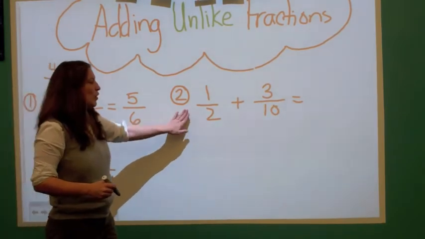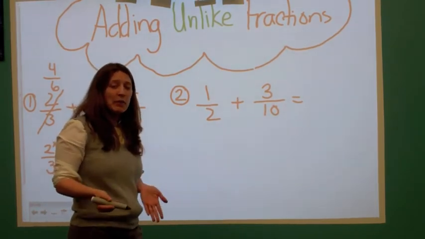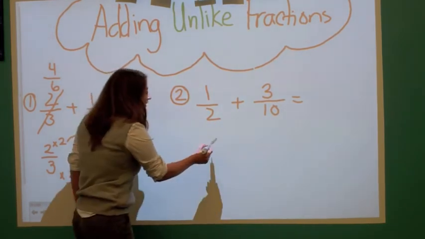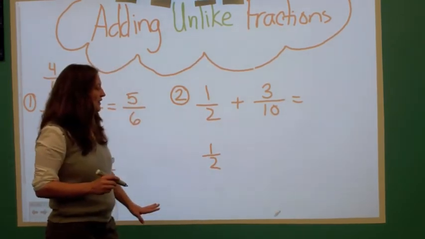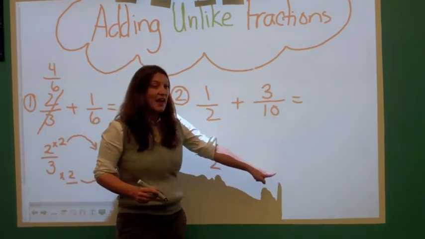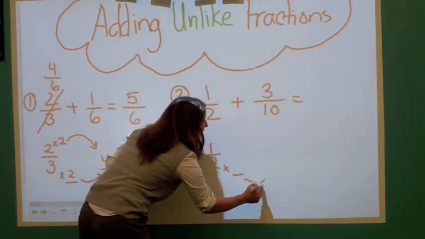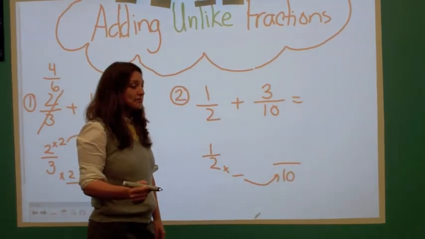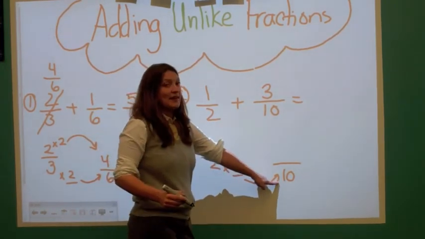Let's take a look at the second one. So again, the first thing that I do is I find the fraction that has the smaller denominator. And that is 1/2. So I'm going to write that 1/2 down below where I show all my work. And I'm going to ask myself, can I multiply 2 by a number to get 10? I can. So I'm going to multiply 2 times a number, and that will give me 10 in my denominator in my equivalent fraction. 2 times 5 will give me 10.